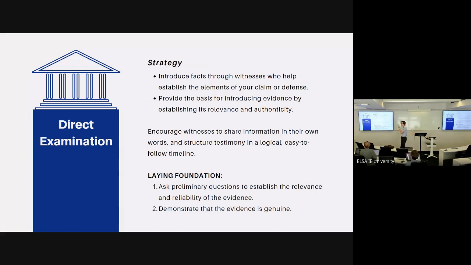Direct examination is more formal than cross-examination. In direct, you introduce facts, and you're basically introducing these facts to establish a case. Last year, we had a case called the Von Schnapp's case, and it was a murder trial.